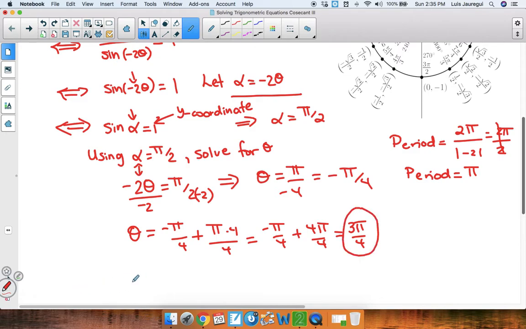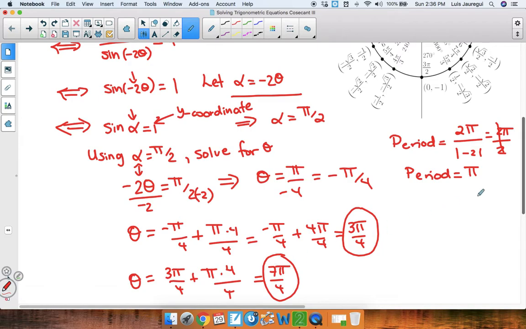The next angle would be found by using this measure plus the period again. So we take the next theta to be 3 pi over 4 plus the period of pi. Let's multiply that pi by 4 over 4 so we can get the common denominator, and this now becomes 7 pi over 4. So these are the two angles that happen to be solutions to the original equation on the interval from 0 to 2 pi.